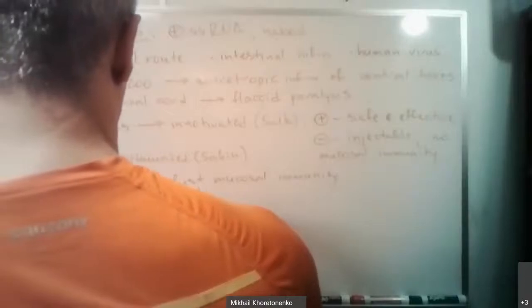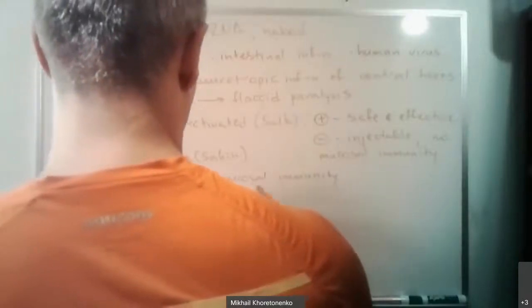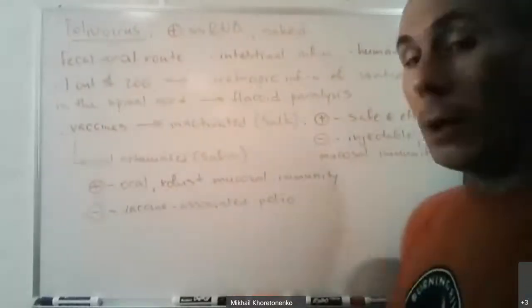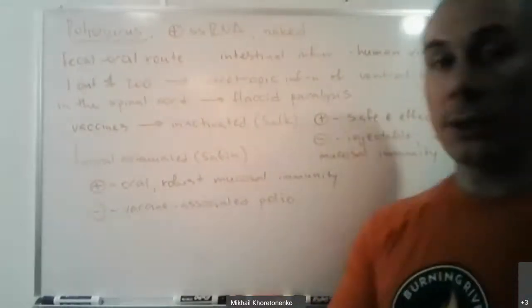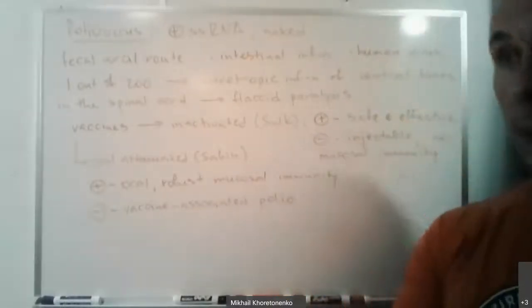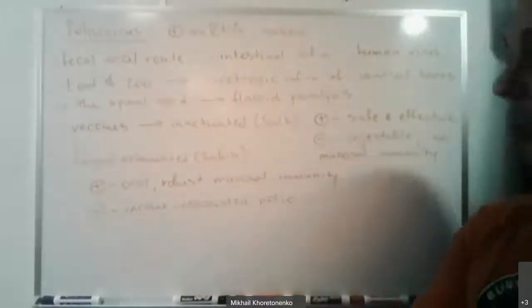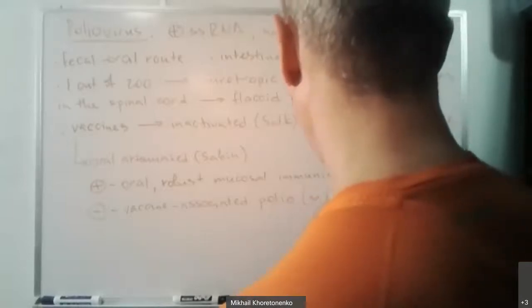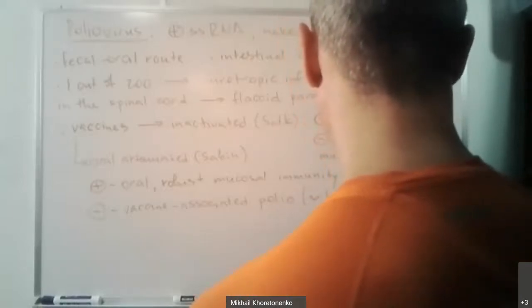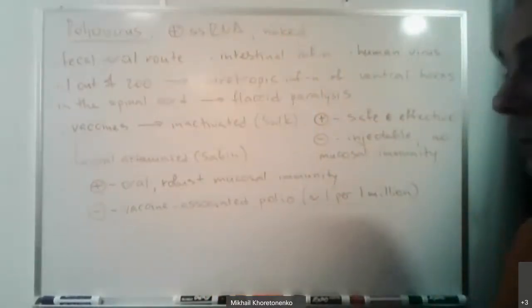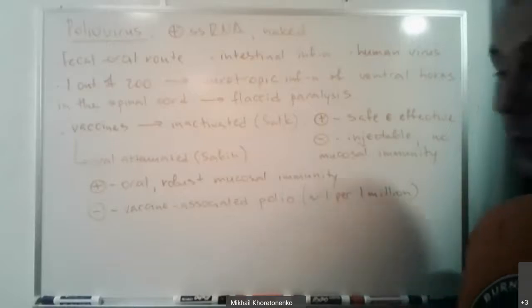It can cause so-called vaccine-associated polio. When one of the vaccine viruses gets inside a human intestine, it can revert to a wild type, and this wild type virus can cause vaccine-associated polio. The frequency is pretty low, approximately 1 per million vaccinated, but still. Okay? There's no specific treatment, by the way.